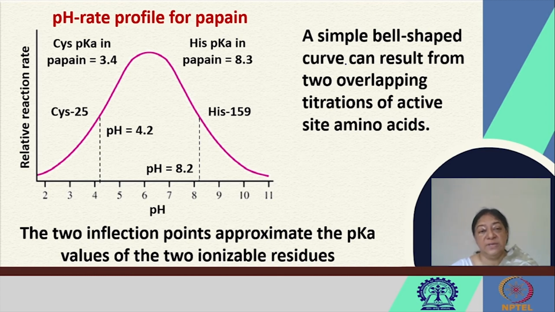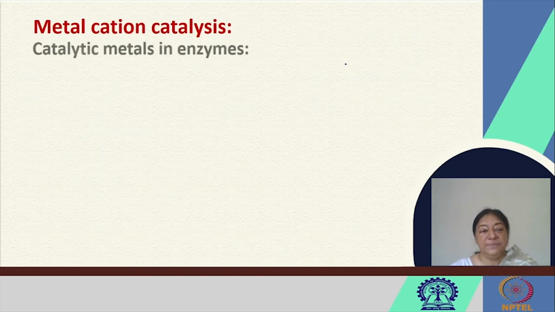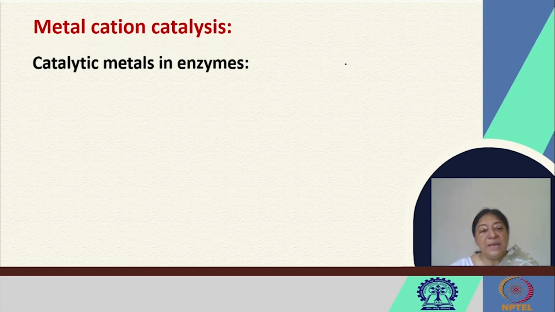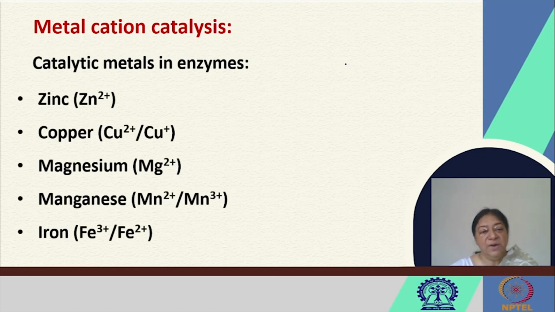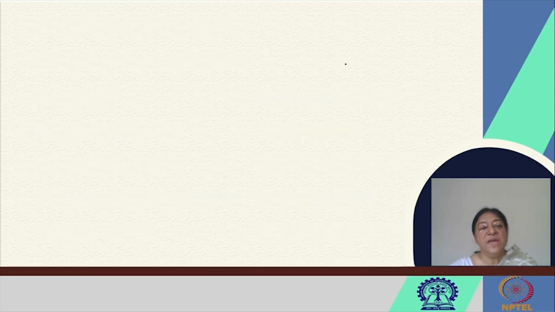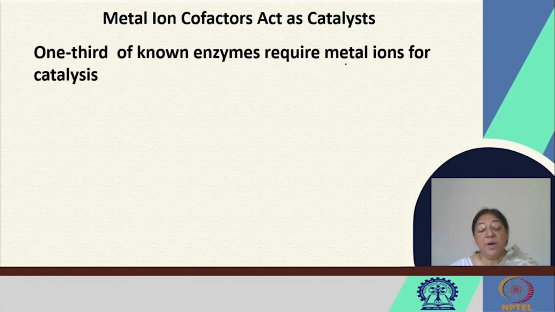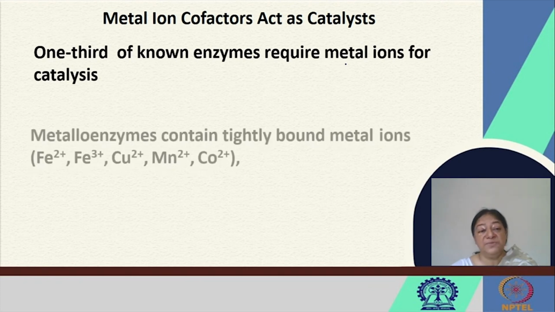the catalytic reaction of this protein. In our next examples, we will be looking at metal cation catalysis. In the catalytic metal enzymes, many of them are there, and we can see there are zinc, copper, magnesium, manganese, iron, and a whole list of such metals that are present in enzymes. Now, what are their roles? The specific roles, these metal ion cofactors that can act as catalysts, they have more than 1/3 of known enzymes are actually known to require metal ions for catalysis.